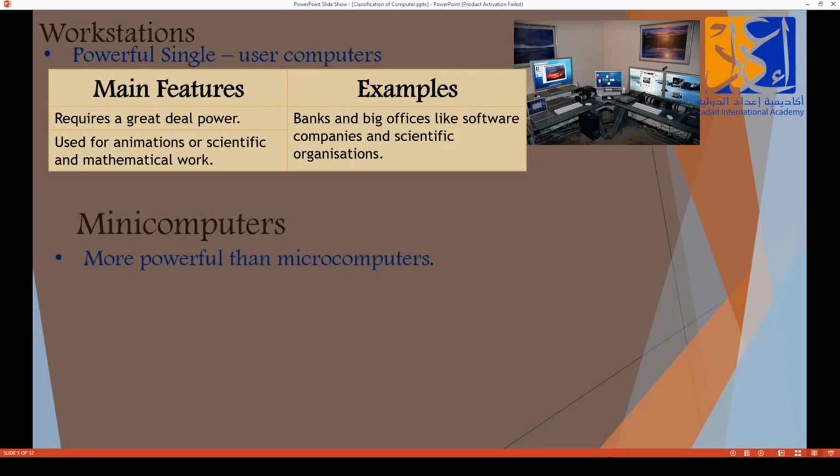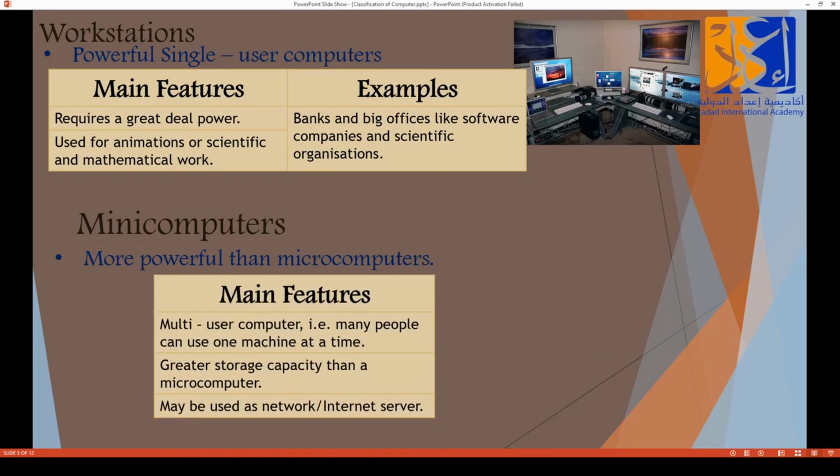More powerful than microcomputers. Mini computers are more powerful than microcomputers. Let's listen to its main features. Main features are, it is a multi-user computer, that is many people can use one machine at a time, many people can work, and it has greater storage capacity than a microcomputer, and it may be used as a network or internet server. That's it.